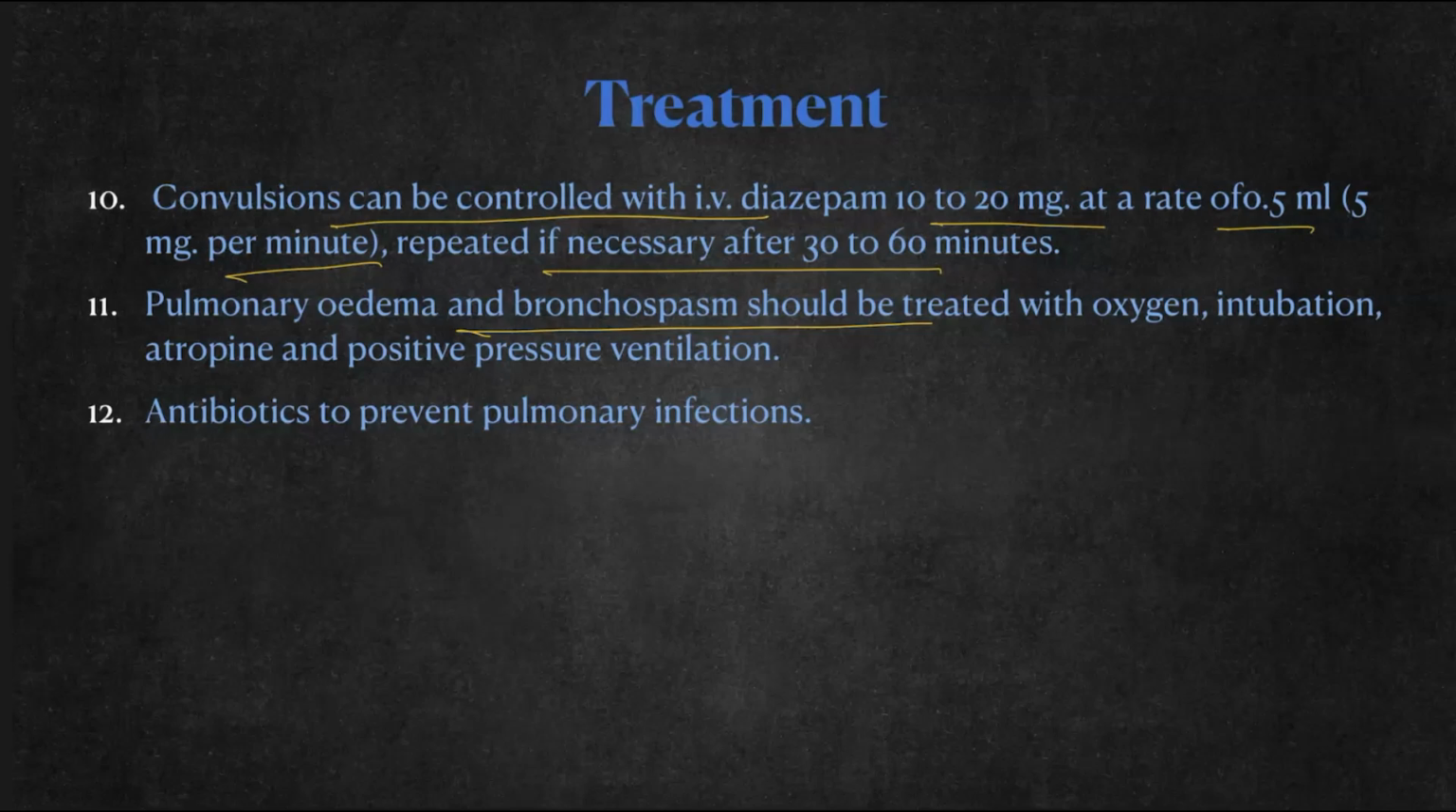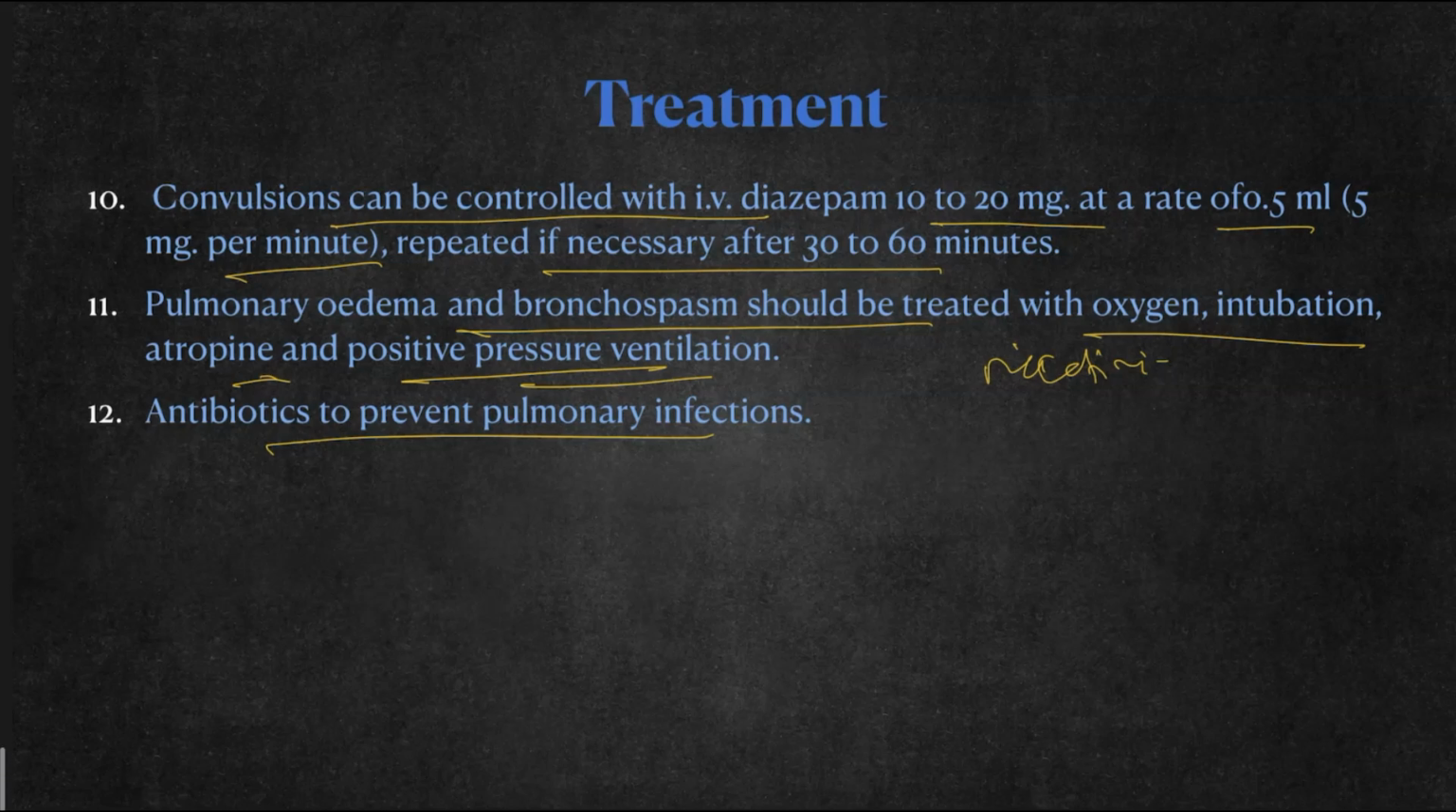Pulmonary edema and bronchospasm should be treated with oxygen, intubation, atropine, and positive pressure ventilation. Mainly if there are nicotinic symptoms which cause bronchospasm, oxygen inhalation is given, and antibiotics are mainly given to prevent pulmonary infection.